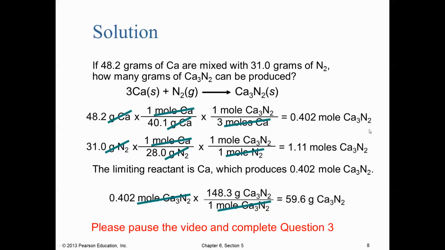And once we've produced that lesser amount, we're going to use our molar mass to convert that to grams here. 59.6 grams of calcium nitride will be produced from our mixture here. And our calcium will run out, we'll have excess nitrogen, but the reaction stops when the calcium runs out. So please pause the video and complete question number 3 on the activity.